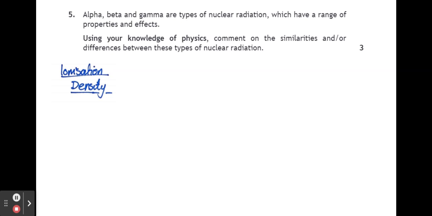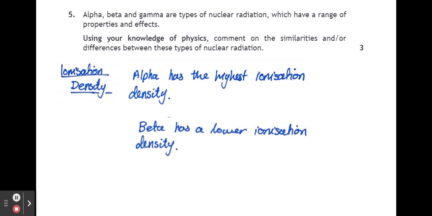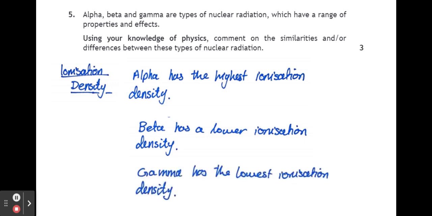We could also talk about the ionization density of these types of radiation and talk about the fact that alpha has the highest ionization density because of its large mass and its larger charge. Beta has a lower ionization density because it has a lower mass and less charge. And gamma has the lowest ionization density because it has no mass and no charge.